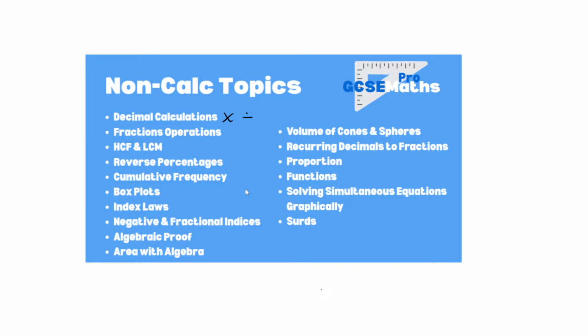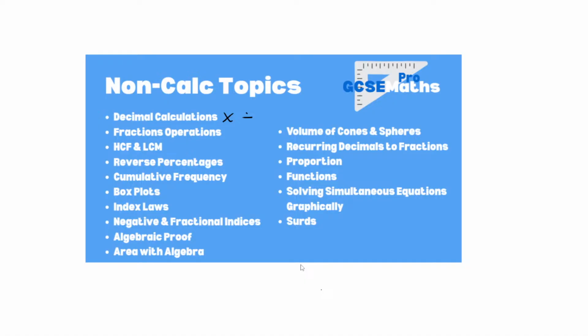Index laws obviously comes up a lot. Negative and fractional indices also come up a lot because obviously they don't want you to work it out with your calculator. Algebraic proof seems to come up, not like loads, but it seems to come up a lot in the non-calculator. Area with algebra, so when it's just different area questions and they label the sides of a rectangle with x or something. Volume of cones and spheres, that surprisingly comes up quite a lot, even though it's non-calculator, but as I said in the other question, obviously they're not going to ask you to calculate pi. They'll just say, give your answer in terms of pi.